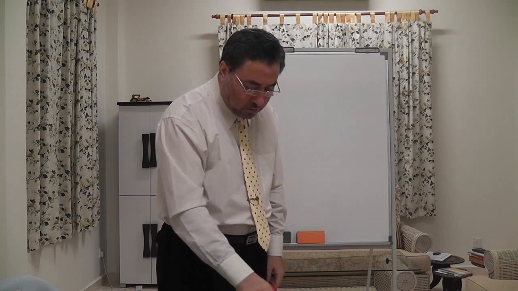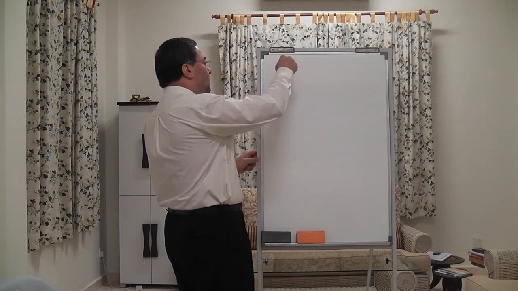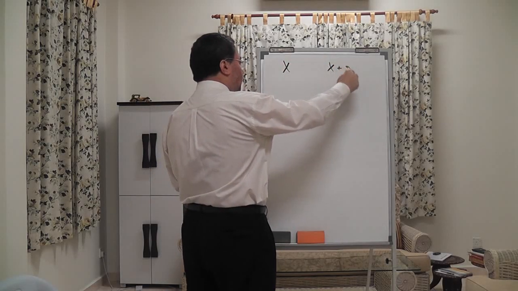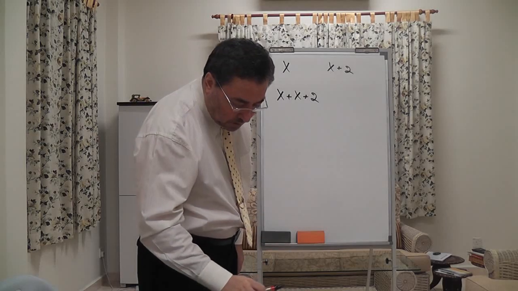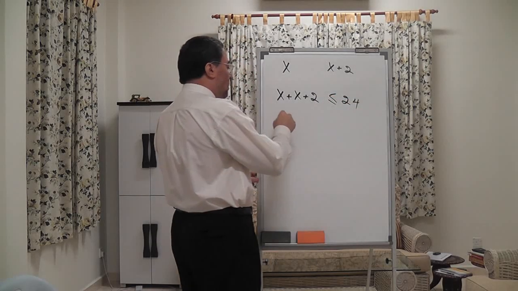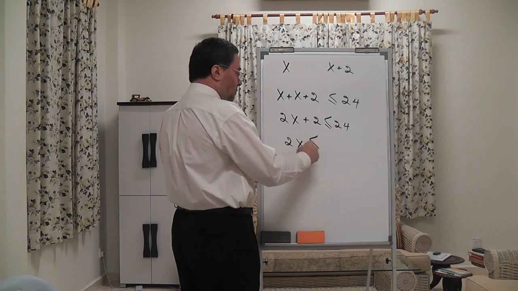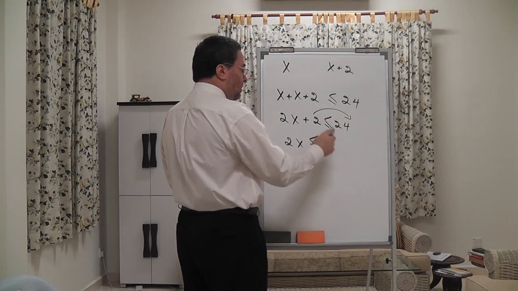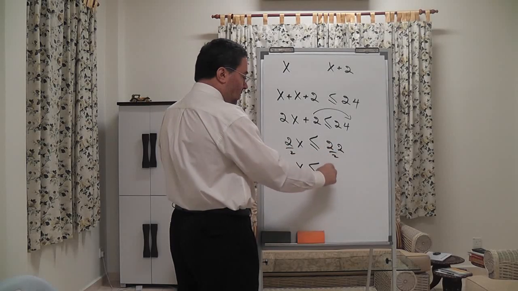The next example is example number 3. The sum of two consecutive positive odd integers is at most 24. So here the upper limit is 24, and we have two consecutive positive odd integers. So if the first one is x, the second one is x plus 2. And if we add these, their sum should be at most 24. So we solve this. We take the 2 to the other side and minus it, and that will be 22. Divide by 2 both sides, and we get 11.